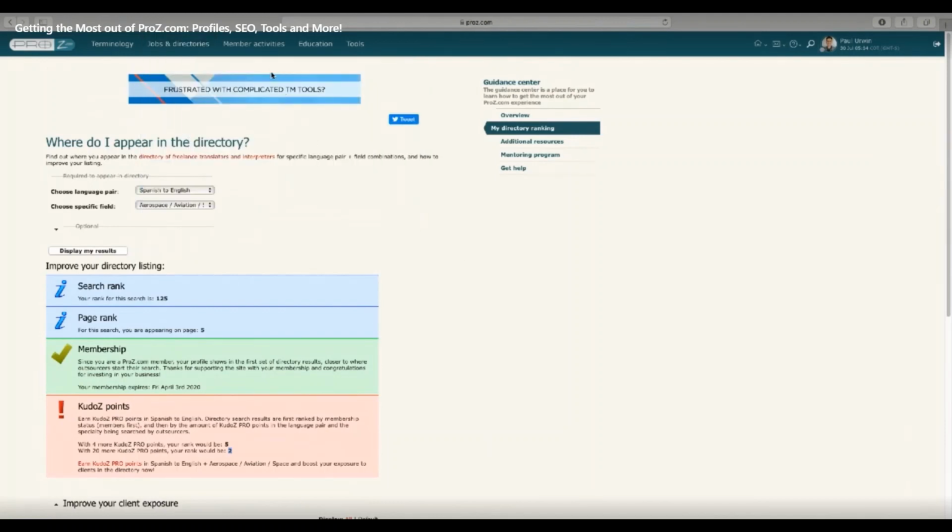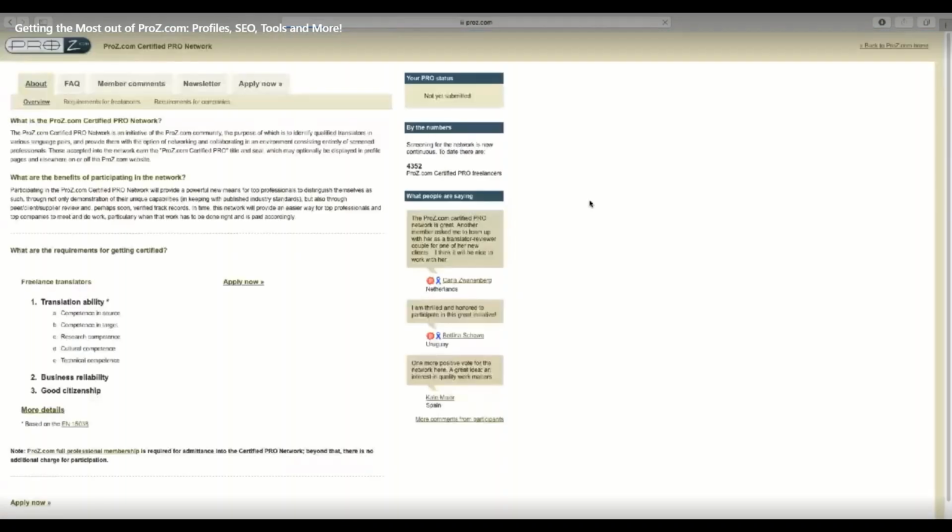Okay, let's have a look at Member Activities now. If I go to Member Activities, the first thing I want to highlight here is the Certified Pro Network. Again, lots of information here. What is the Proz.com Certified Pros Network? The Certified Pro Network is an initiative of the Proz.com community, the purpose of which is to identify qualified translators in various language pairs and provide them with the option of networking and collaborating, etc.